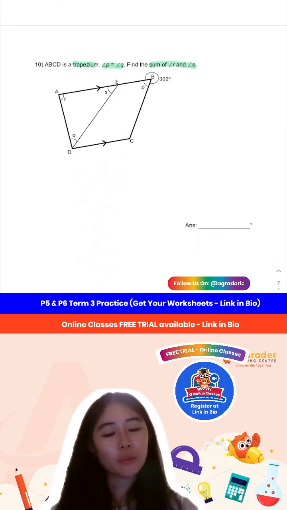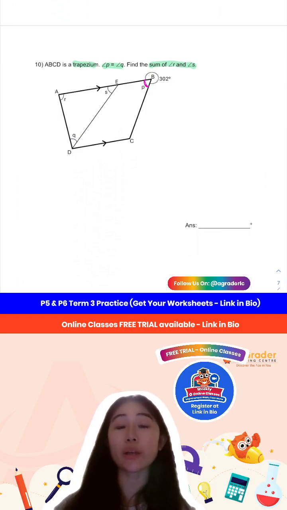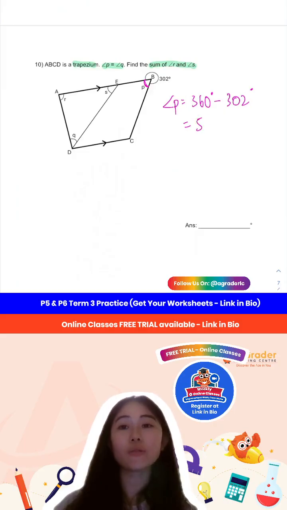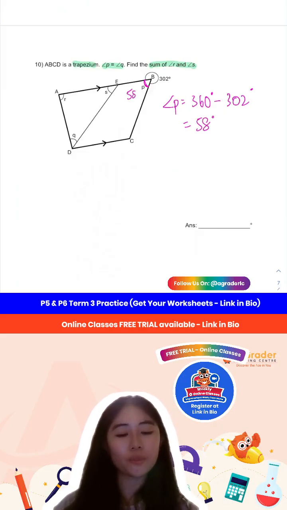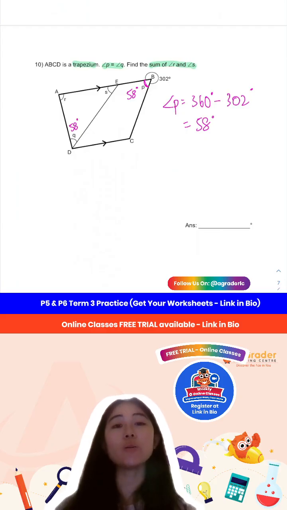So firstly, I'm going to find angle P, okay? So at angle P over there, you can see that there is a full circle going on. So that is known as angles at a point, which is 360 degrees. So you can find angle P by using 360 minus 302. You get 58 degrees for angle P. And then they said that P and Q are both the same, right? Okay, so therefore you can put 58 degrees for angle Q as well.